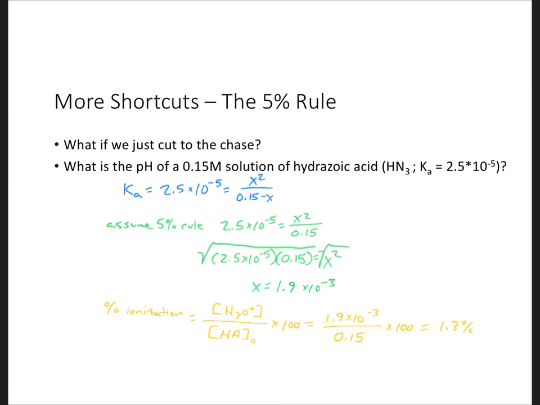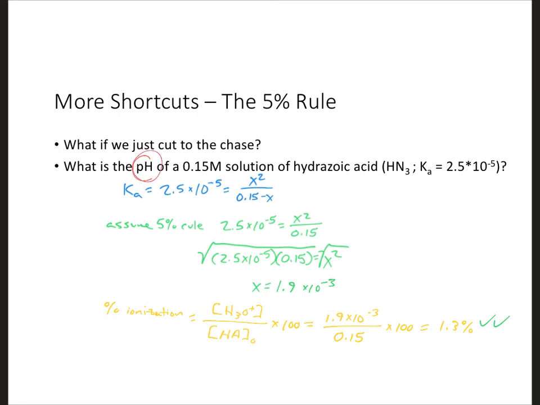1.3 is definitely less than 5%, so I'm good to go with this assumption. I did not have to use the quadratic equation. I could have just made this assumption that not very much of this acid was going to dissociate. So now that means that I can proceed with calculating my pH, which is what they were actually asking me about. What is the pH of the solution?